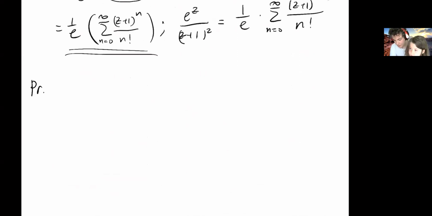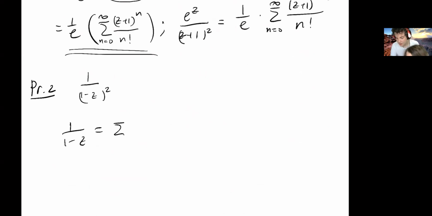Okay, so problem number 2 is something you've seen in calculus a lot. It's to write the series for 1 over (1 minus z) squared by differentiating. So how do we do it? We write the series for 1 over 1 minus z at 0. So it's just the sum of z to the n, from 0 to infinity.